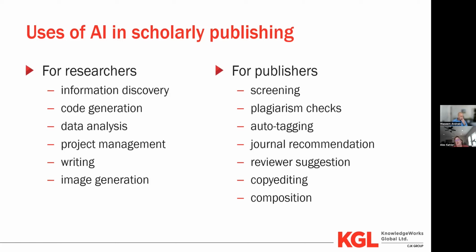On the publisher side, or you could say the journal or society side, AI is being used in screening tools. It's certainly being used in our plagiarism check tools. There are some auto tagging applications that are AI based. There are AI tools out there that are used to make journal recommendations, which journal you should submit your manuscript to, and reviewer suggestions, a number of different programs that are AI based to provide reviewer suggestions. And it's also used in the copy editing and composition process. So it's used pretty extensively, really, in scholarly publishing already.